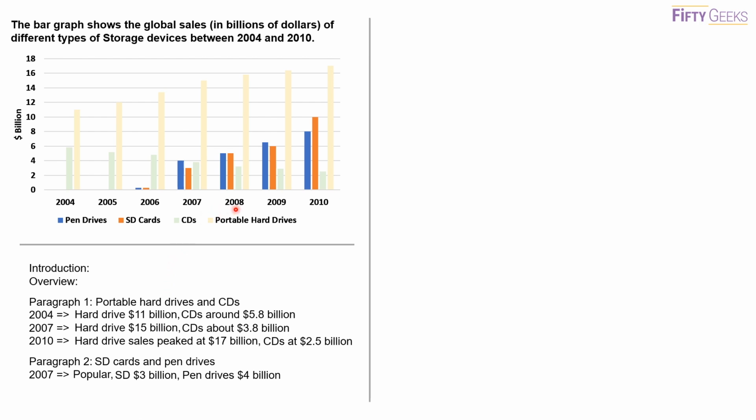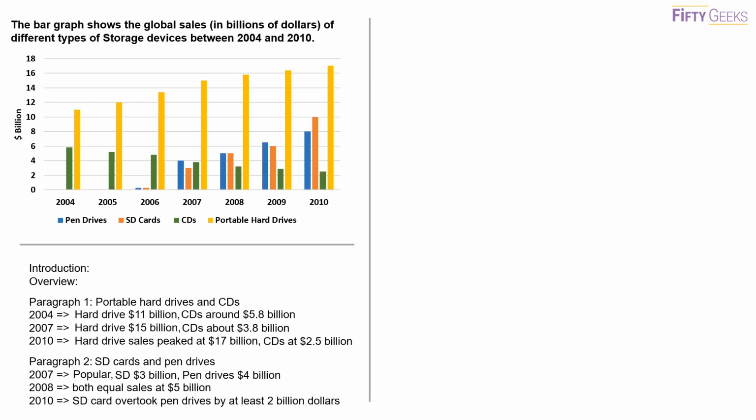Next year's sales were similar. I will write, in 2008, both had equal sales at $5 billion. Then in 2010, sales of SD cards overtook the sales of pen drives for the first time by at least $2 billion. I will write, in 2010, SD cards overtook pen drives in sales by at least $2 billion. Now we are done with the draft. Let's start by writing this task question.